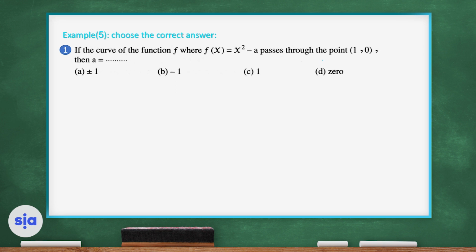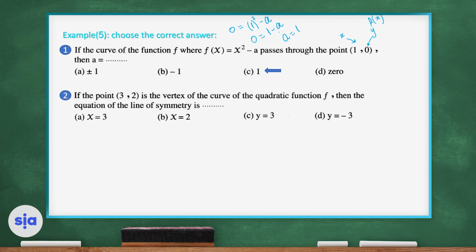So here, the 1 is the x, and the 0 is the y. The y is the same as the f of x, so we replace the f of x by 0. 0 equals, the x is 1, squared minus a. So 0 equals 1 minus a, then a equals 1. So for question 1, the right answer is 1.